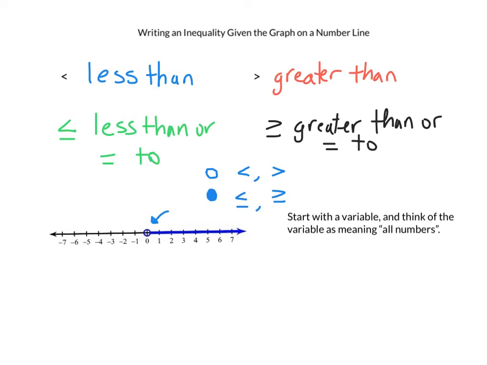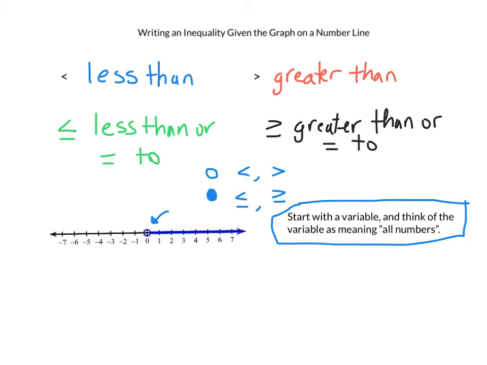Let's jump in. What I have written down here is to start with a variable, and then think of the variable in your mind as saying all numbers. I feel like most of the time people struggle with these because they just don't know where to start. It's not that they can't figure out what part is shaded, because it's really clear that the numbers bigger than 0 are shaded. That's easy to see, but how do we translate that into an inequality?